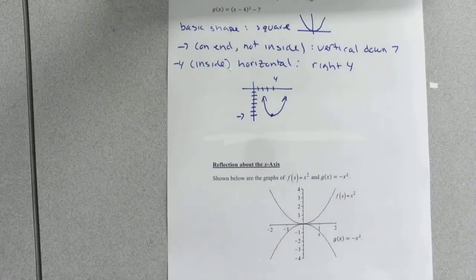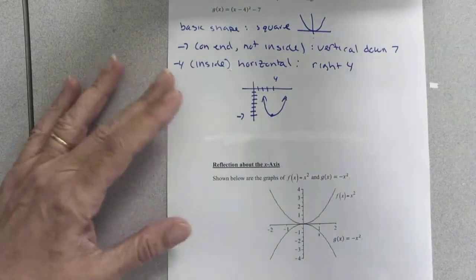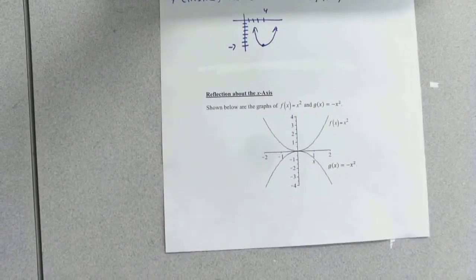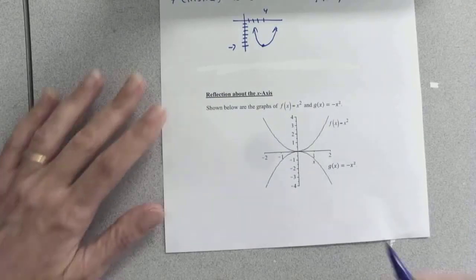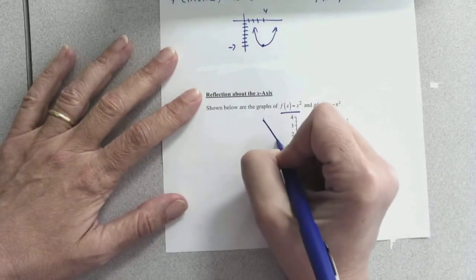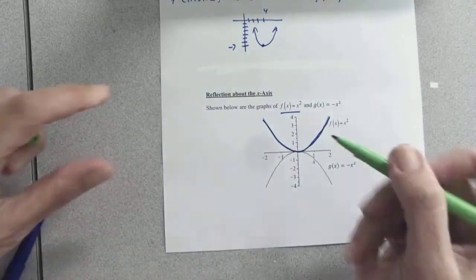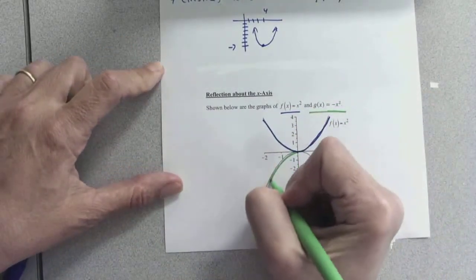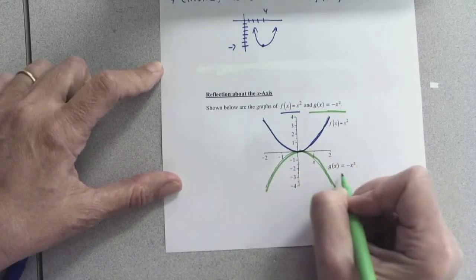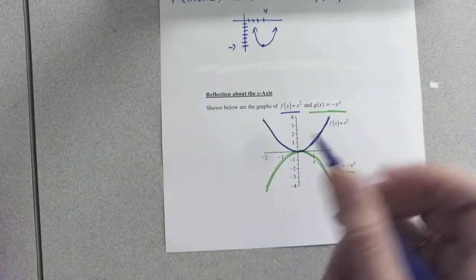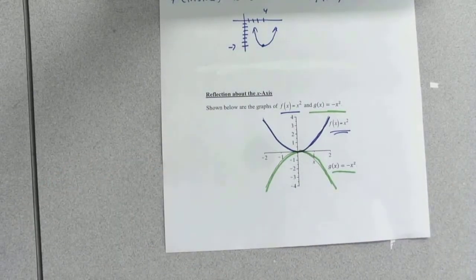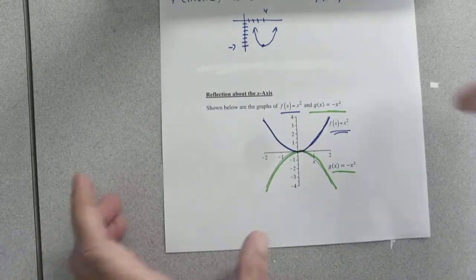You can also reflect across the y-axis. We're not going to be doing that. So shown below are the graphs of f of x equal x squared, our standard parabola, and f of x equal negative x squared in green. And so we can see that all the negative does is it flipped it. So a negative out in front of the function flips it across the x-axis. We call that reflection across the x-axis.